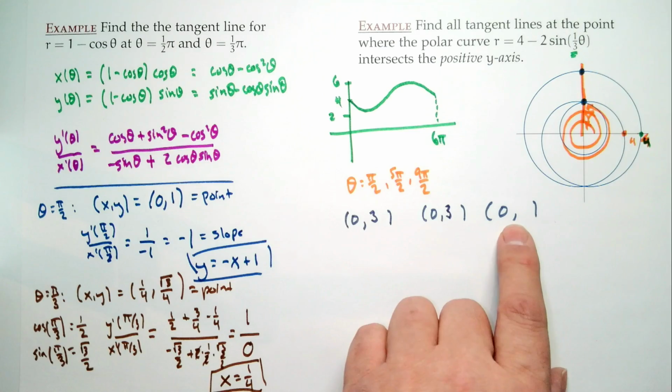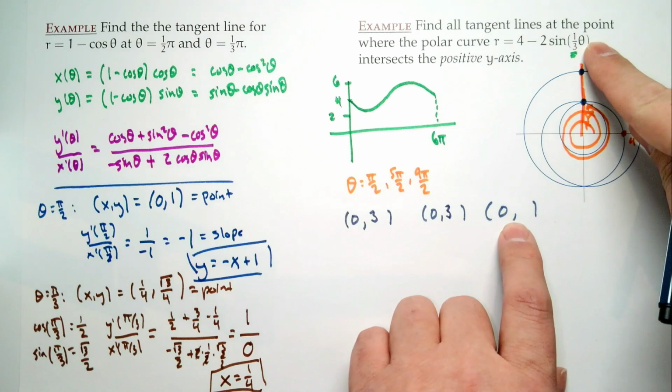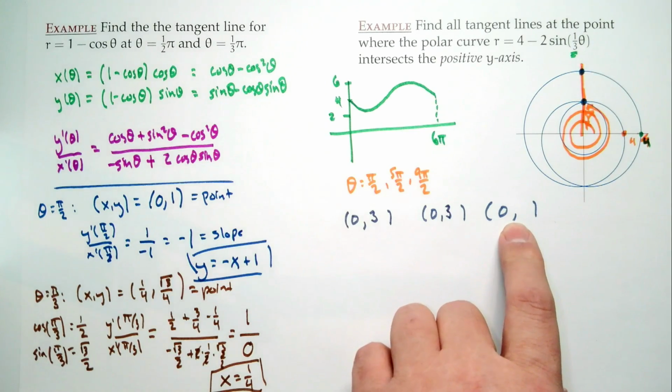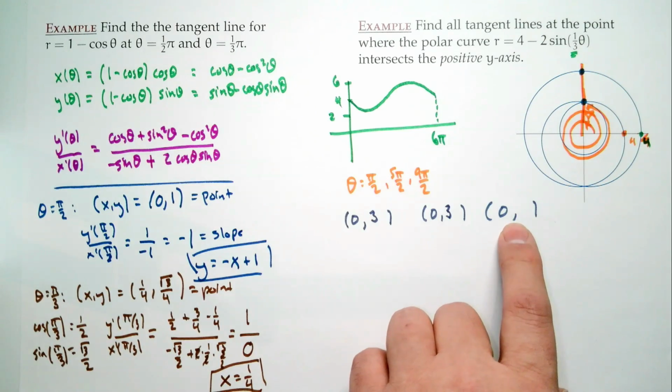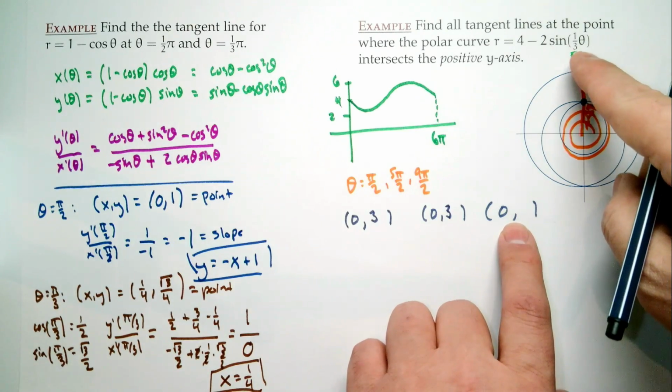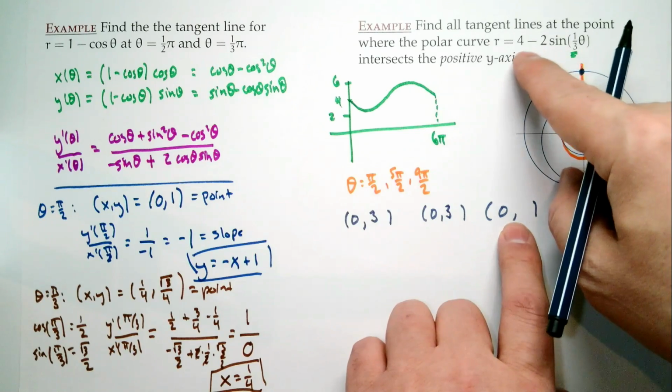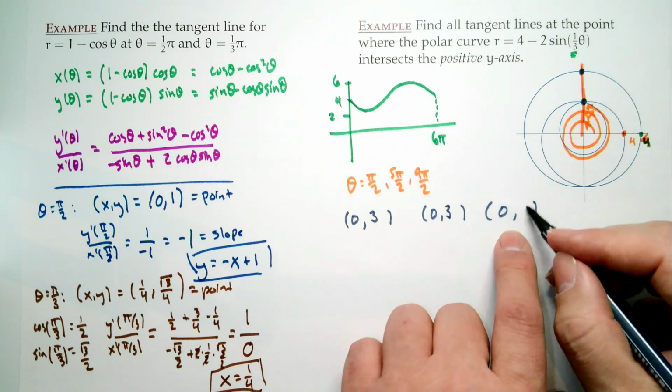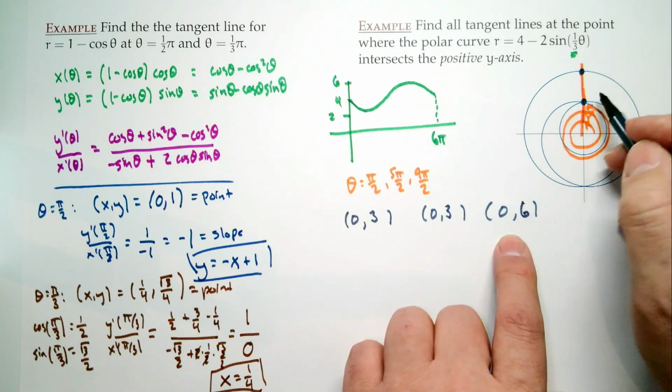And now plug in 9 pi halves, 9 pi over 6. Well, that's 3 pi halves. Sine of 3 pi halves is negative 1. So you get 4 minus 2 times negative 1, which makes us 6. So those are the points.